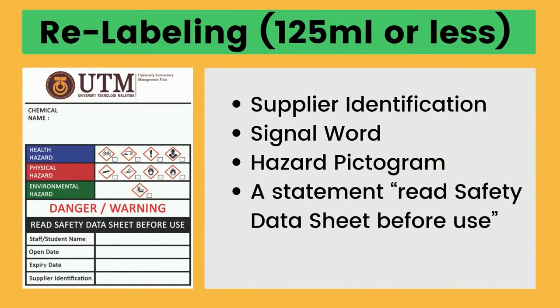Relabeling happens when the user transfers the chemicals into another container. For a container less than 125 milliliters, the label must contain supplier identification, signal word, hazard pictogram, and a statement: read safety data sheet before use.